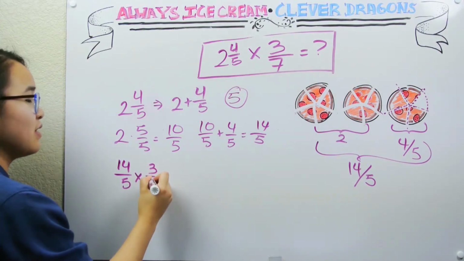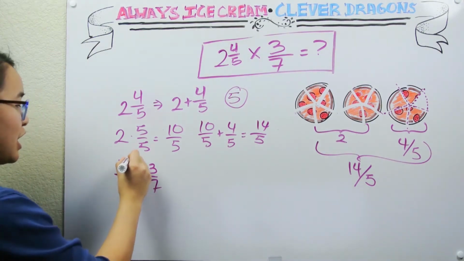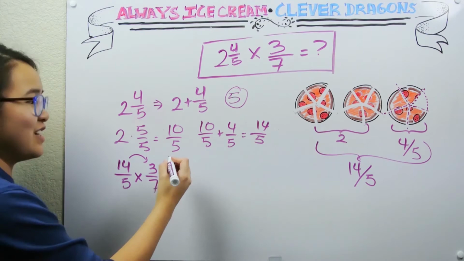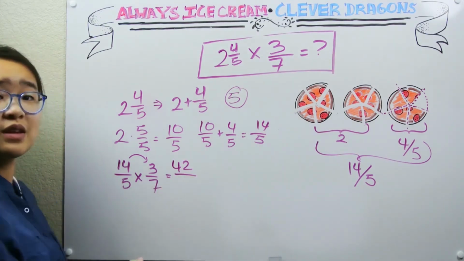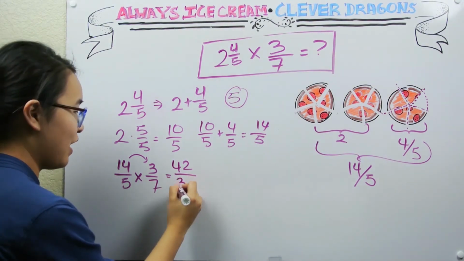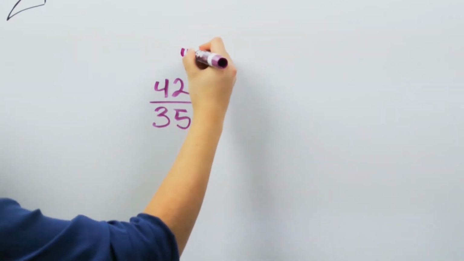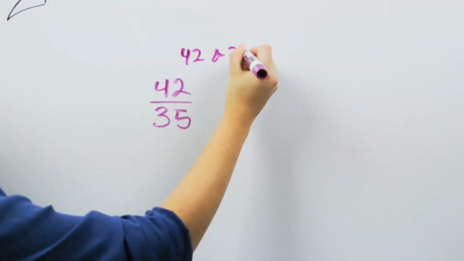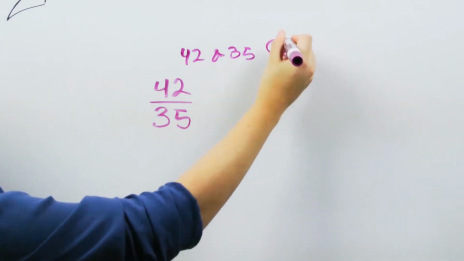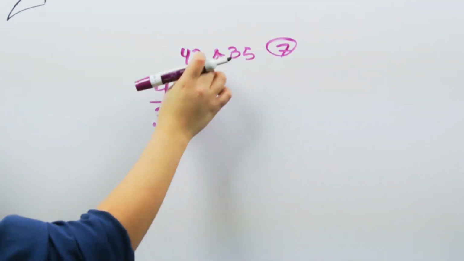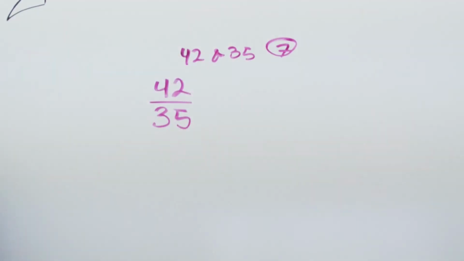Now, multiplying 14/5 by 3/7, we get 3 times 14 gives us 42. 5 times 7 gives us 35. So we have this really ugly fraction, 42 over 35, and if you have sharp eyes, you might notice that 42 and 35 are both products of the number 7. So this means that this fraction can be simplified.